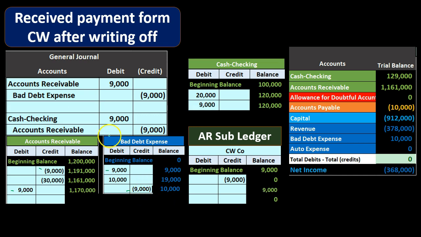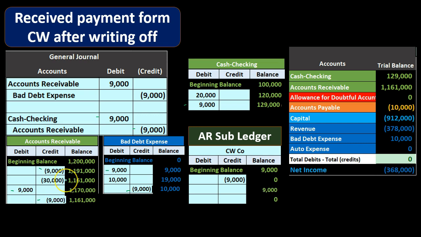Then we're going to record the second piece, which is just the normal transaction for a receipt on account, receiving money for the accounts receivable for something that we did in the past. So here's the cash going up, here's the cash going up, and that brings the balance from 120 to 129. And then the other side of it is going to be the accounts receivable here. It's going to be the credit. Here's the credit. So note what happened.